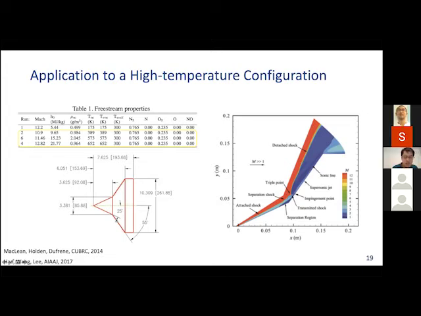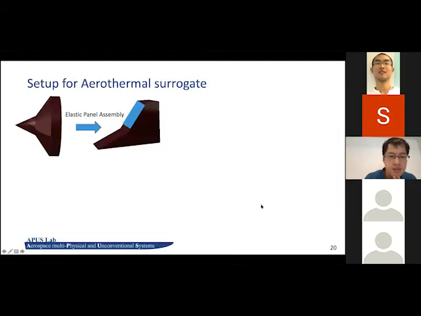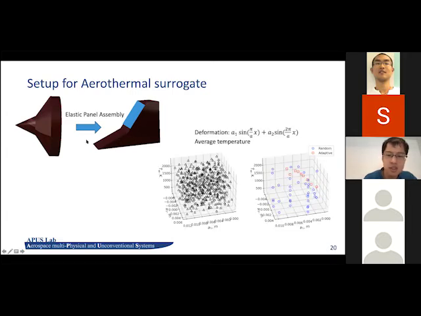And then we continue to apply this surrogate to a canonical high temperature configuration, where we have 2 compression surfaces. As you can see, due to the super high Mach number, we get very complex flow structures. That's definitely more complex than what we learn in compressible flow with shock interactions. To make it simpler for our structural analysis, we adapt this model for a double wedge configuration instead of a double cone configuration.